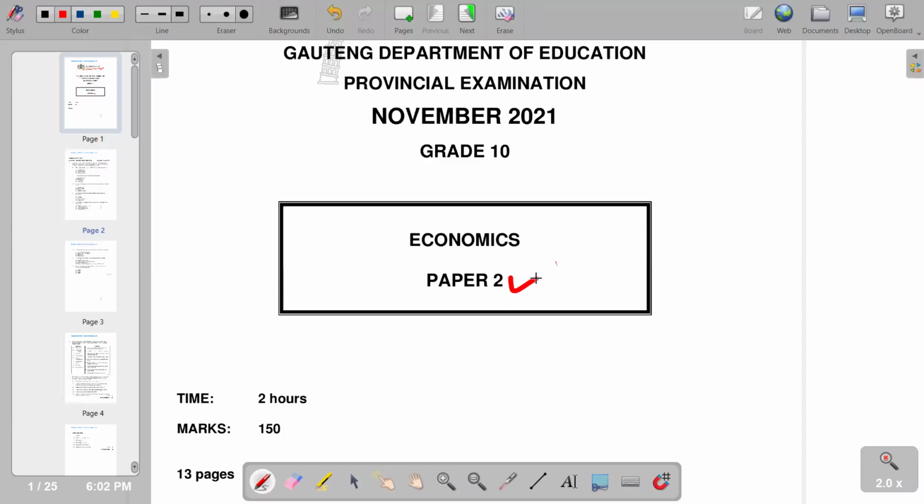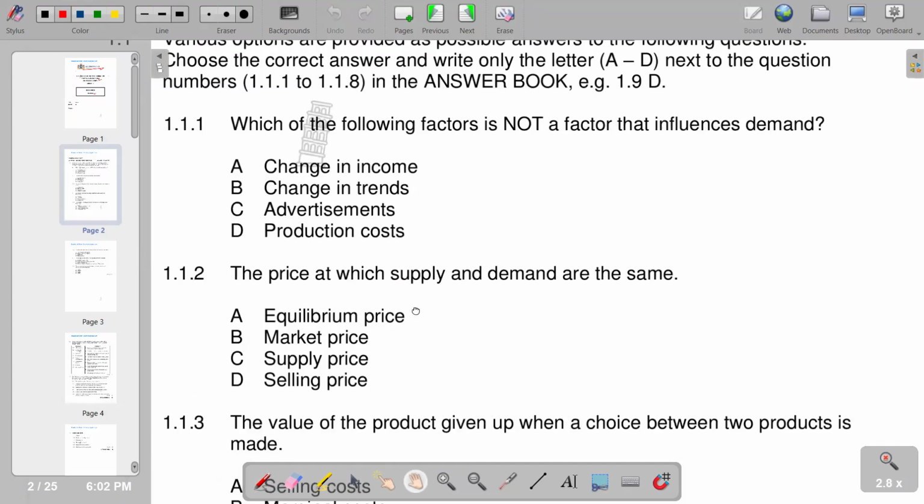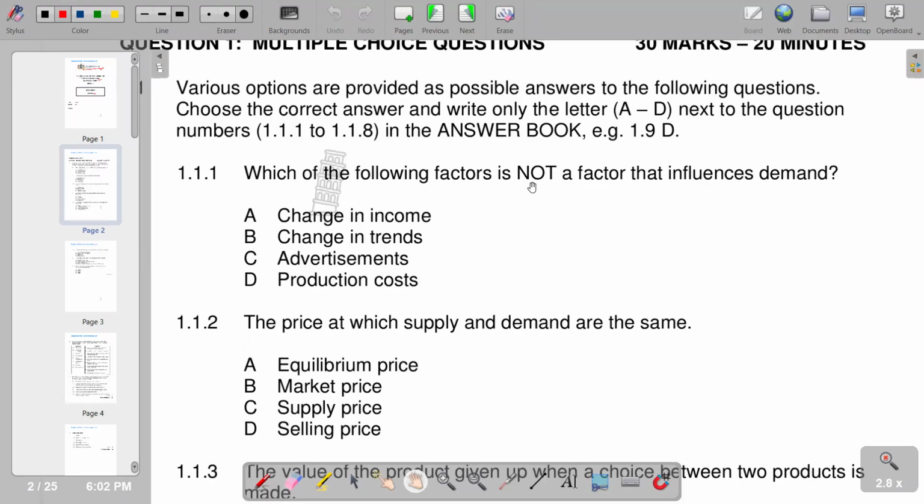This is our paper 2 from a November 2021 question paper. So we are going to look at the first section that we have for that question paper, that is our section A. So we are going to start on the multiple choice section. Our first question reads, which of the following factors is not a factor that influences demand? So the keyword that we have there is not a factor.